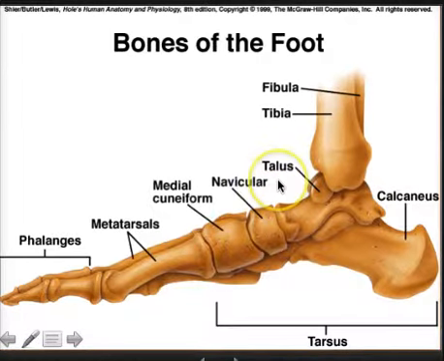The word talus comes from the word talon, or heel, spur, or ankle. The word calcaneus, which is our heel, comes from the word calcar, which means spur, heel, or foot. Notice the calcaneus, the navicular, and the medial cuneiform make up a set of bones that we can call the tarsus.